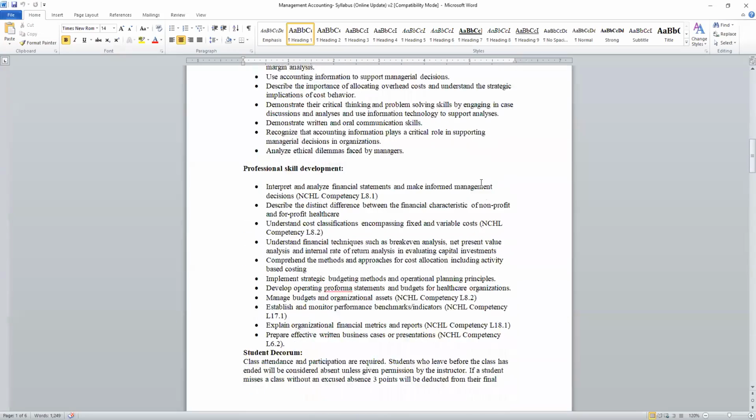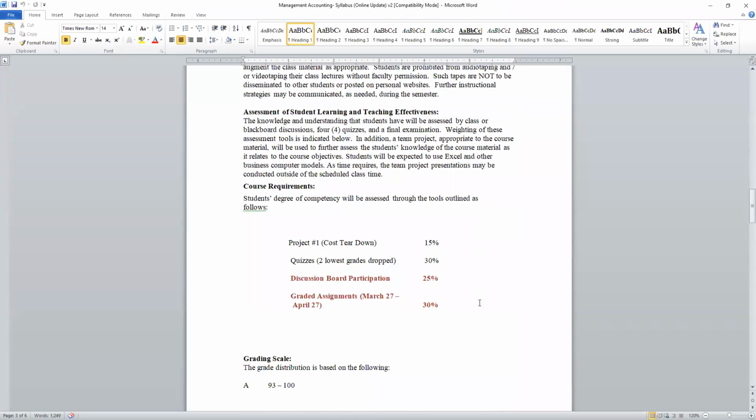First, in the grading section, you'll see I've put the changes I've made in the MCPHS maroon colors. So we'll be going to a discussion board every week and a graded assignment every week. So we won't have any other quizzes or projects. The ones that you've completed, you'll get credit for. Also, I'll drop your 2 lowest quiz grades that you've taken so far.